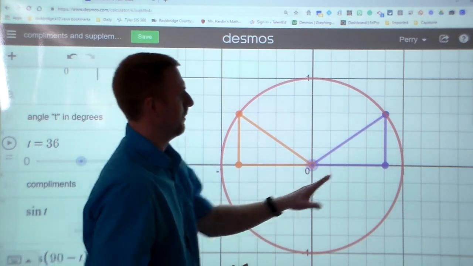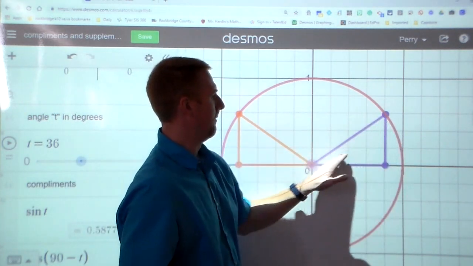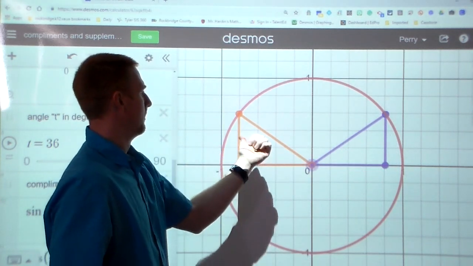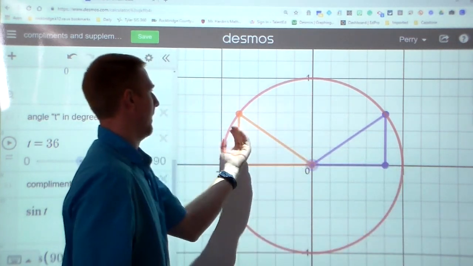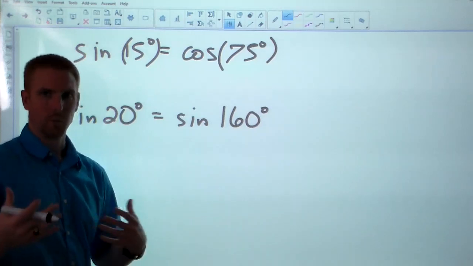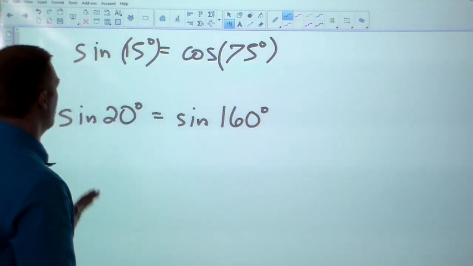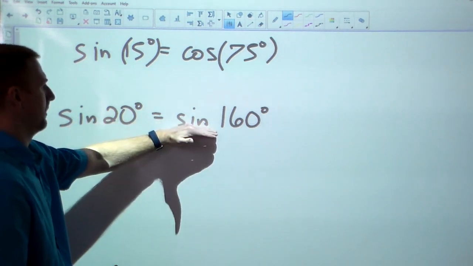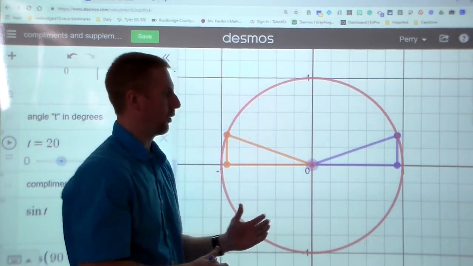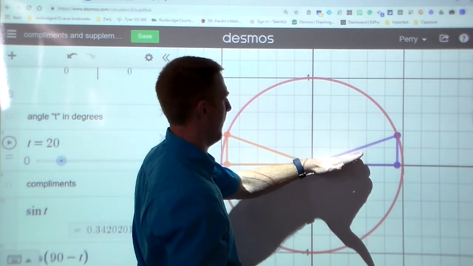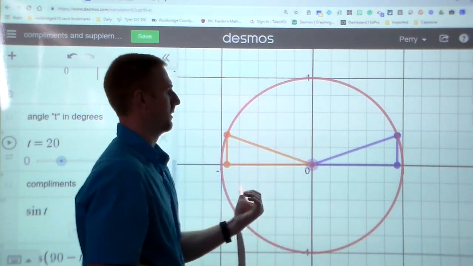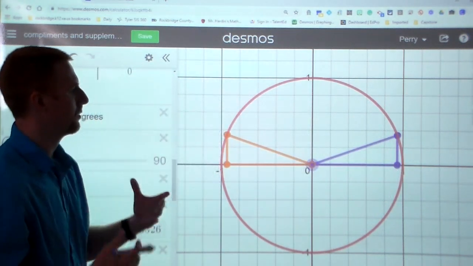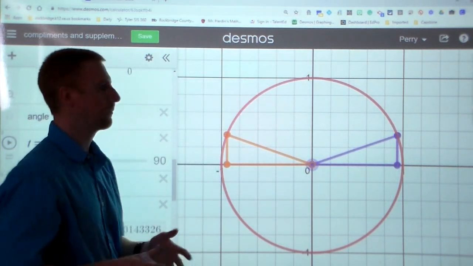So if you have a sine value of something here, and you take its supplement, then you're going to see the exact same sine value of the supplement. Here's a more concrete example just to think about that. Sine of 20, I'm saying that sine of 20 is equal to the sine of 160. So if I put that on my graph here, here's a 20-degree angle, here's its supplement, which is 160 degrees. The height right there is the exact same thing as the height right there. So those sine values are equal.